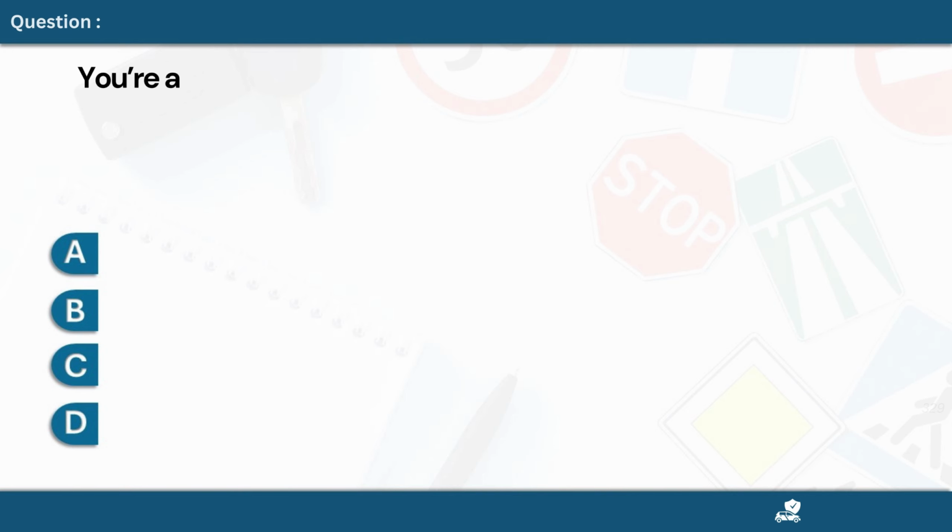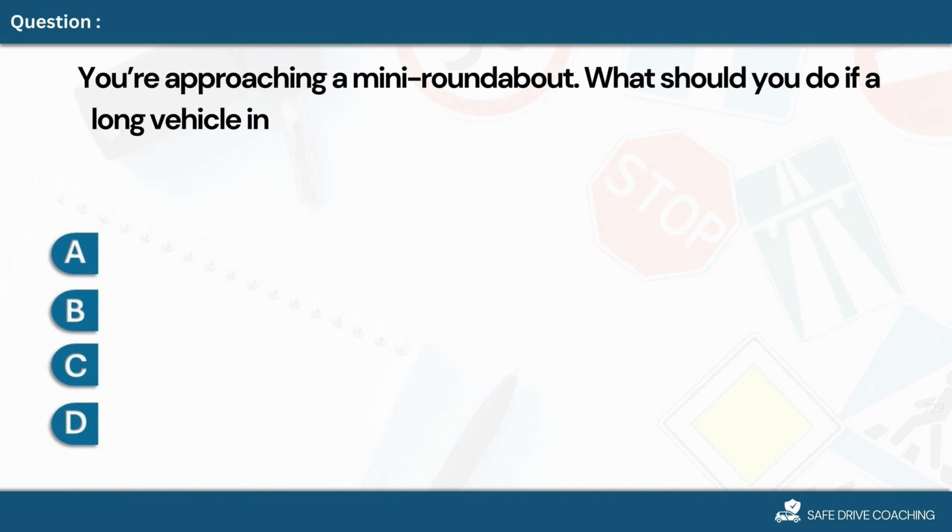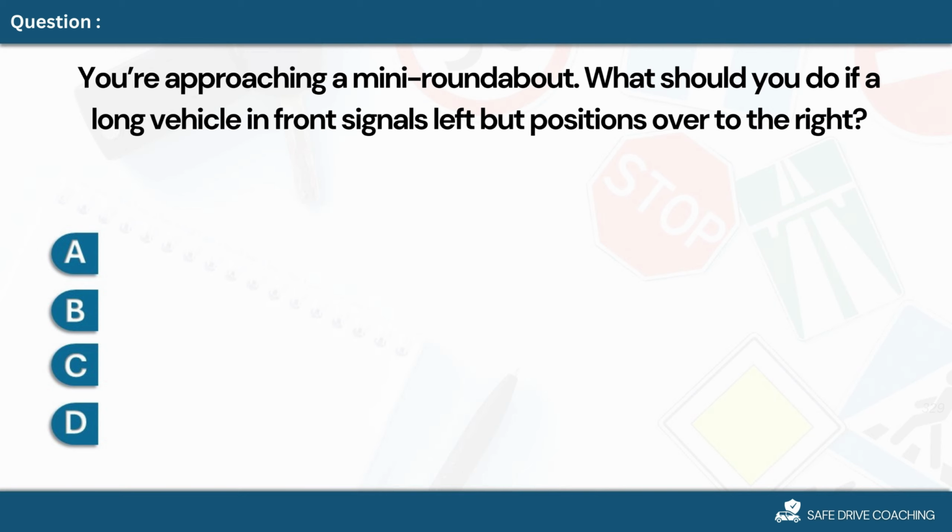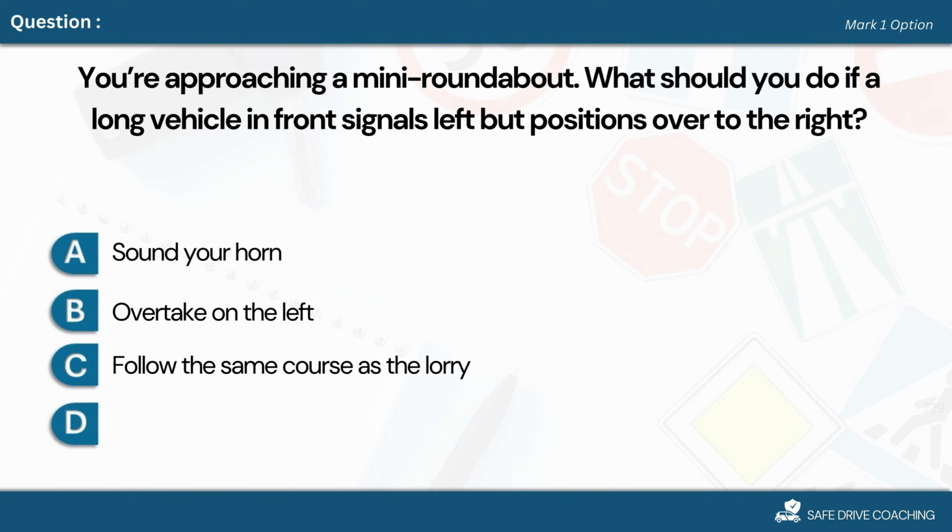You're approaching a mini roundabout. What should you do if a long vehicle in front signals left but positions over to the right? A. Sound your horn. B. Overtake on the left. C. Follow the same course as the lorry. D. Keep well back.